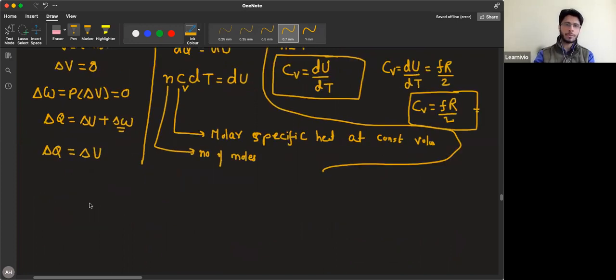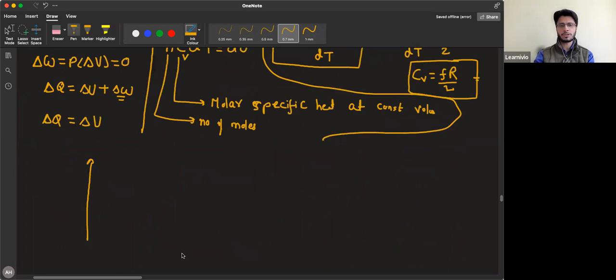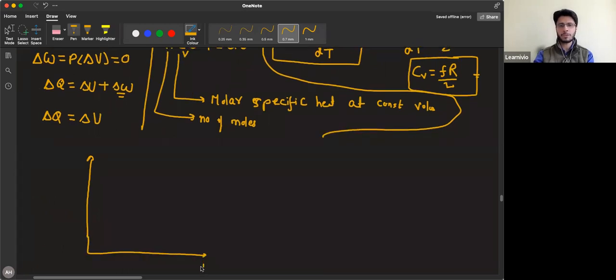Now we can draw many graphs here. Usually 3 graphs are important. One is PV. If I take V here and I take P here. So Adriel, what should be the nature of the graph, PV graph for an isochoric process? Constant. So what type of line will be here? Parallel to x-axis or y-axis? So V is constant. So it's along y-axis.